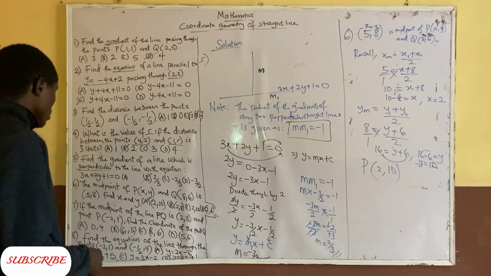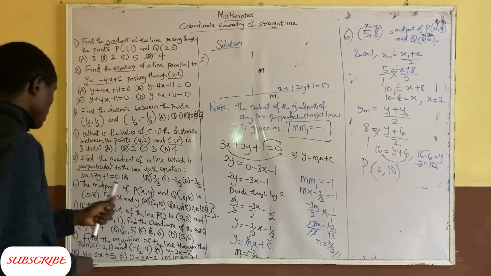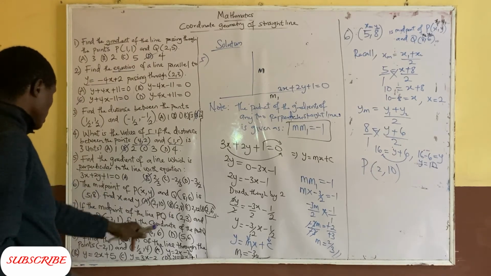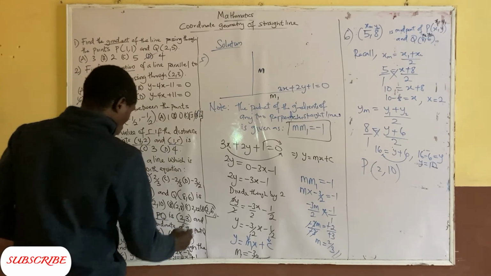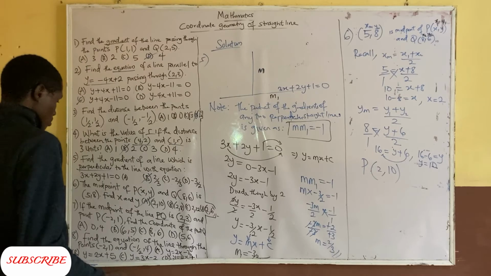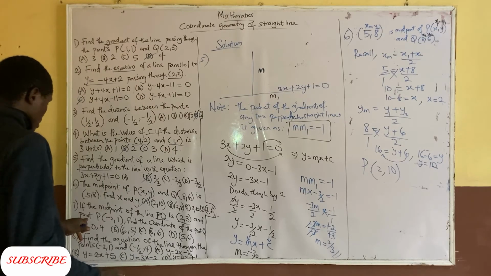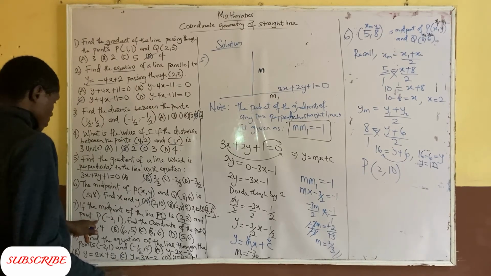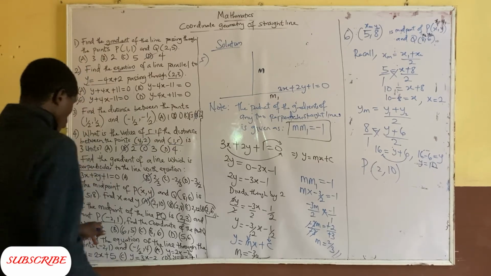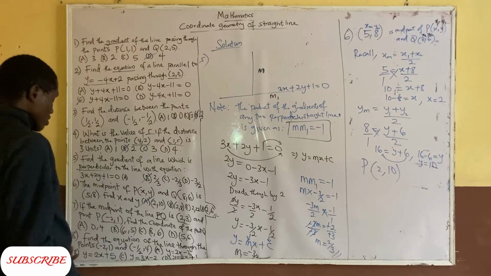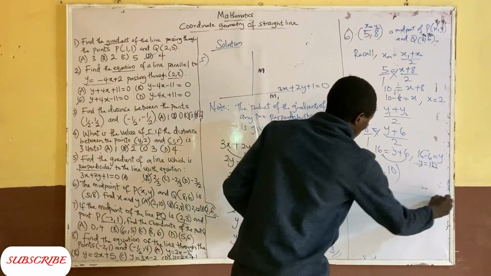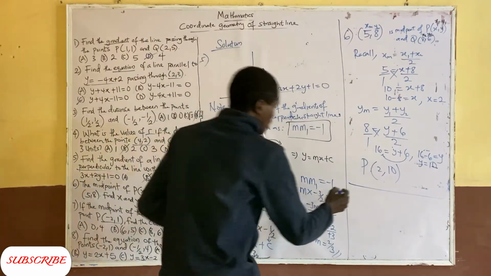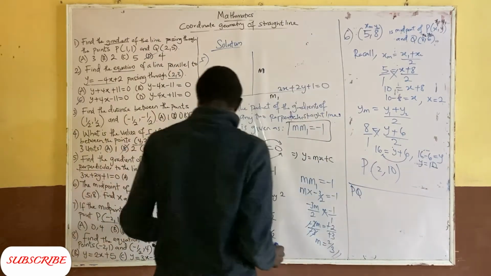Now another one that looks alike is this: if the midpoint of line PQ is 2, 3 and point P is minus 2, minus 1, find the coordinate of Q. This is also similar to this. So we are told that PQ has a middle point.